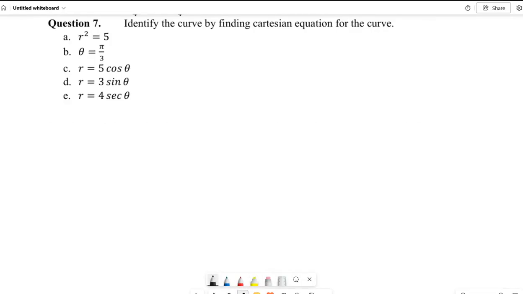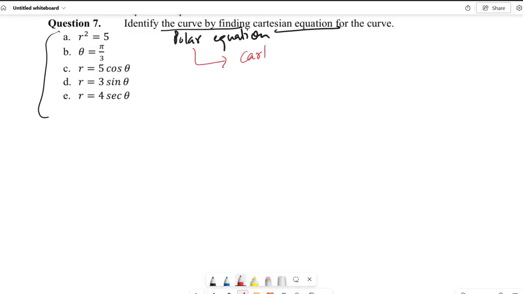Here we have a question based on polar coordinates. Identify the curve which is given in the polar format. So these are polar equations; we find their Cartesian equations. So the problem is to first convert them into Cartesian equations, and then identify the curve.